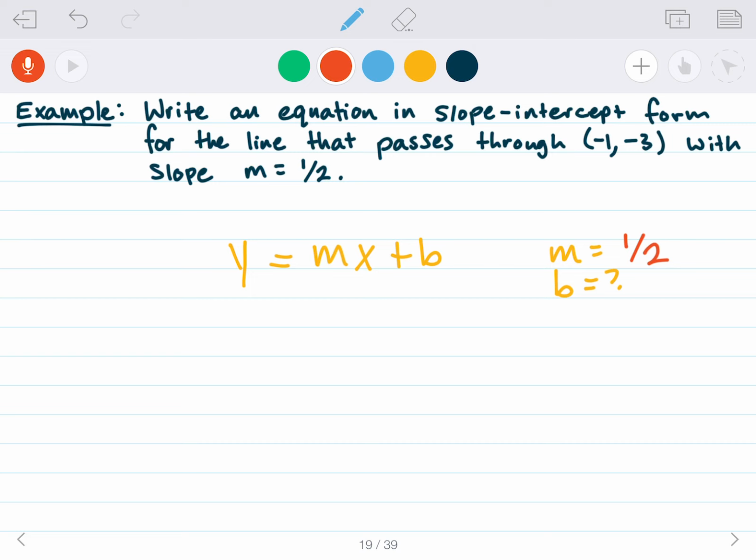So when they tell you that it passes through that point, that means that this is an xy coordinate. So this is our input x, and this is our output y. It's just a point that satisfies that equation.